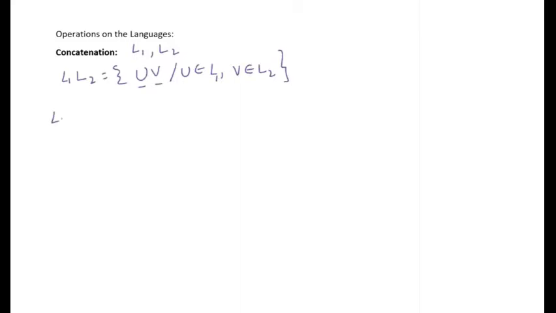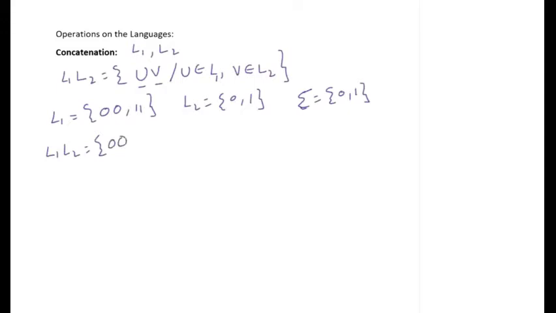Let us see with the example L1 equal to {00, 11}, L2 is equal to {0, 1}. These two are the languages defined over the alphabet {0, 1}. And concatenation of L1L2 is defined as first we need to write the string from L1 that is 00, and besides that we need to write the string from L2 that is 0 and 1: 000, 001. Next we are writing 110 and 111.